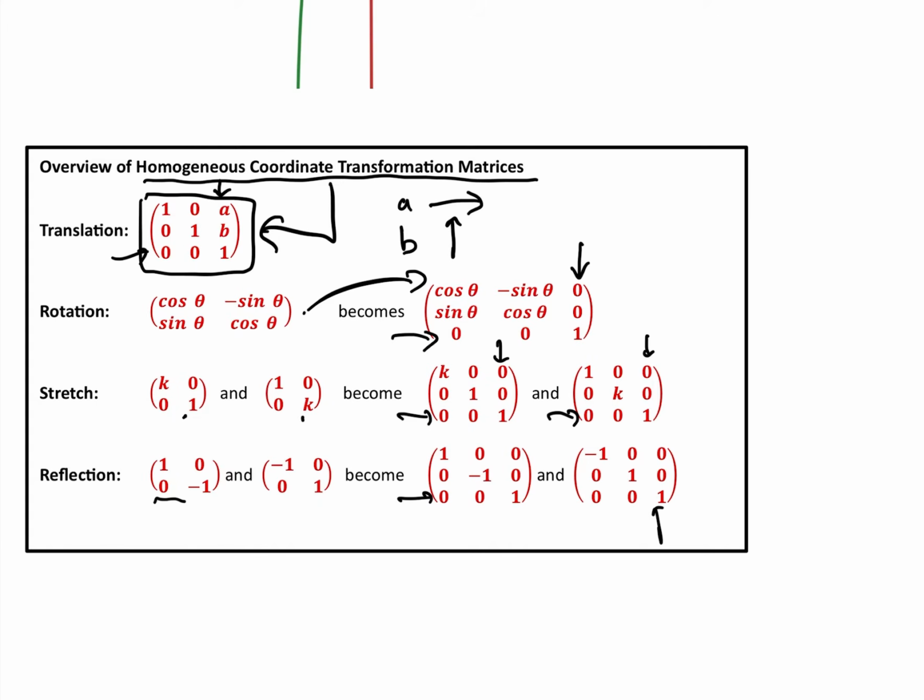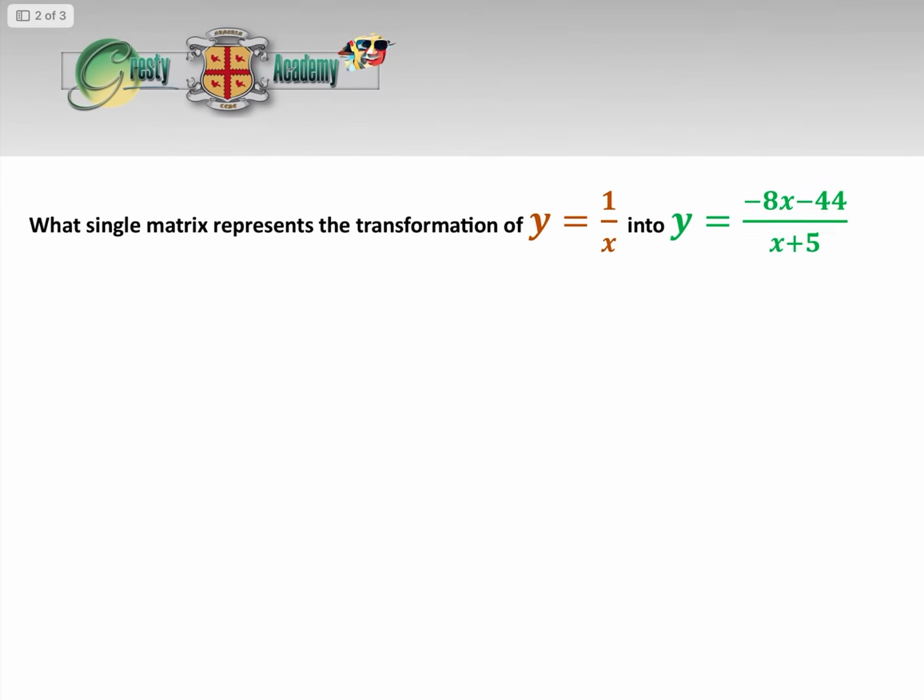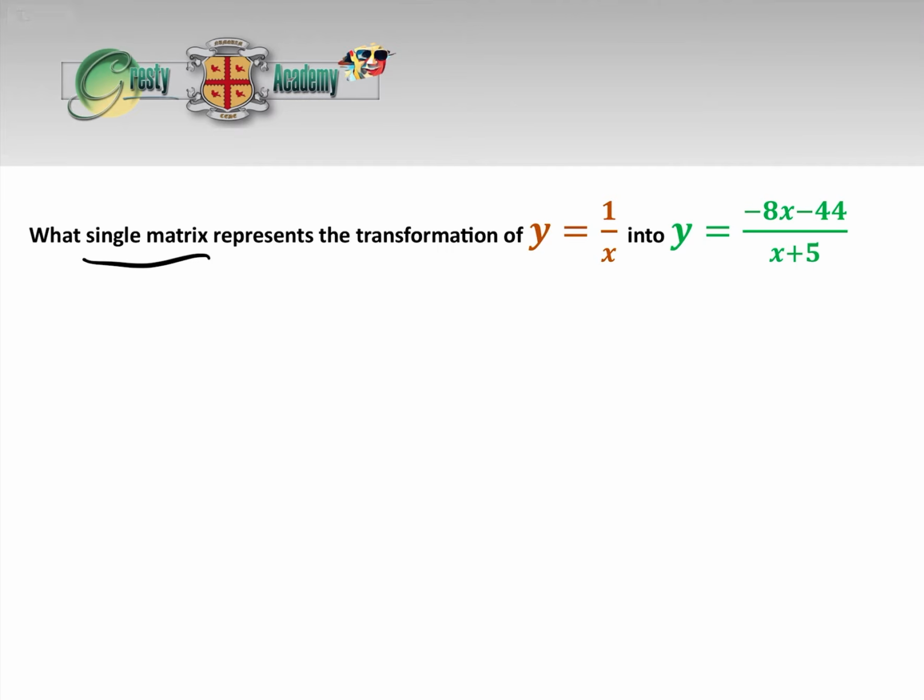The advantage of all this is that now all of the matrices, translation, rotation, stretch and reflection, are 3 by 3, and therefore when we have multiple transformations, we can multiply the matrices and have one single matrix which is the product of all of the individual transformations. Okay, so with all that explained, let's go back to our question here. So we need a single matrix which represents the transformation y equals 1 over x into y equals minus 8x minus 44 over x plus 5.